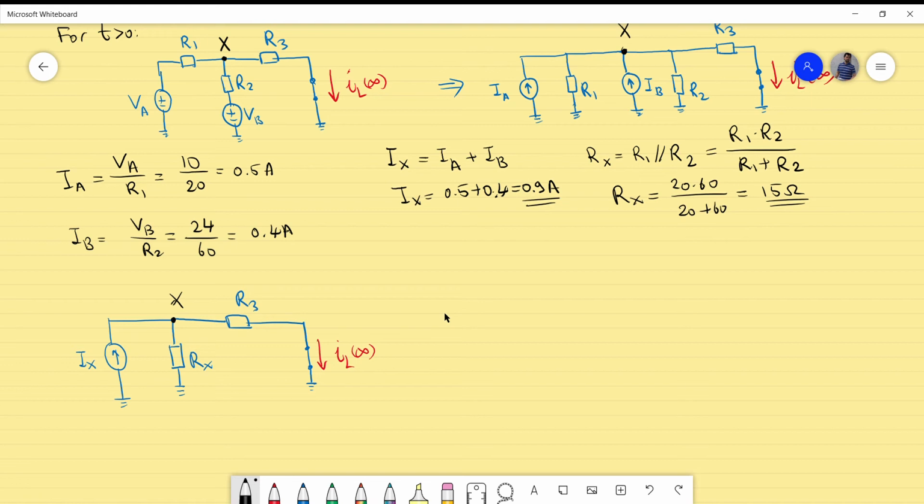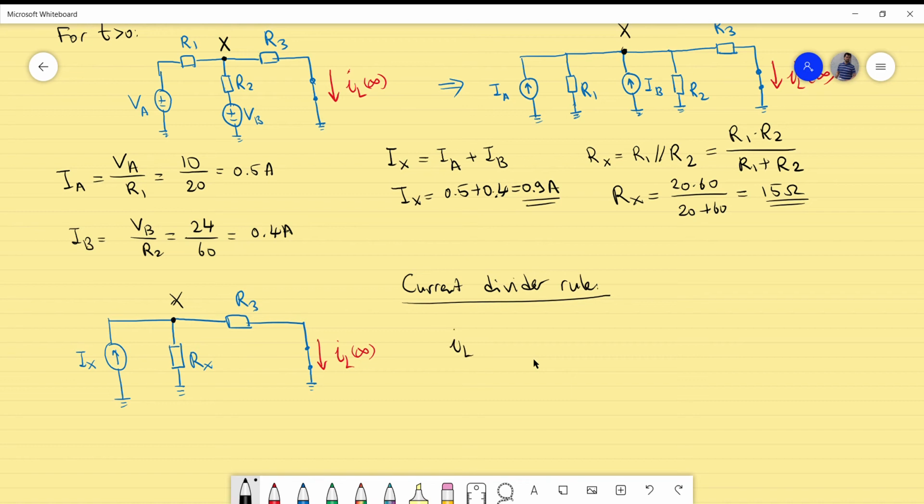The current divider rule. And how does it work? If you want the current through this branch, if you have of course two resistors, that is mandatory, you look at the other resistor and divide by the value of the total resistance, times the value of the current which flows in this node. So I will write it down in formula form.